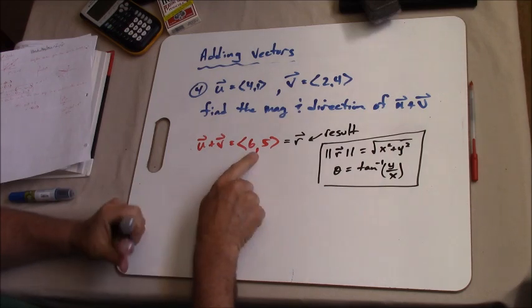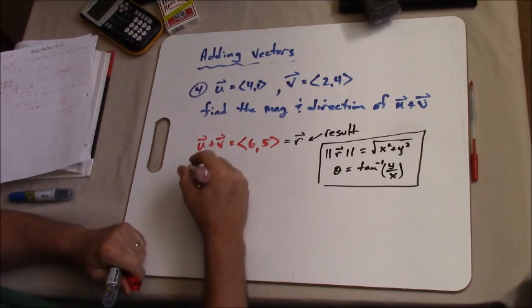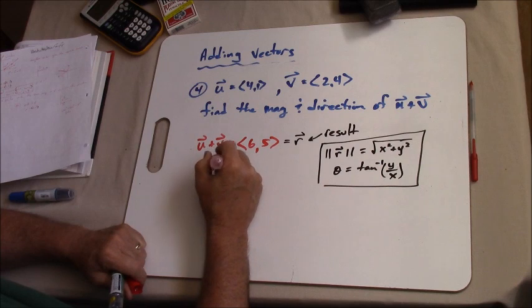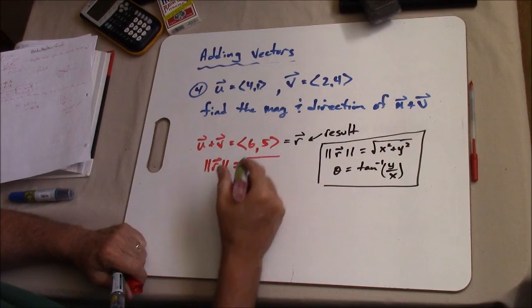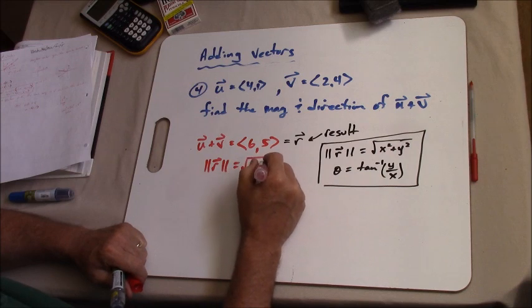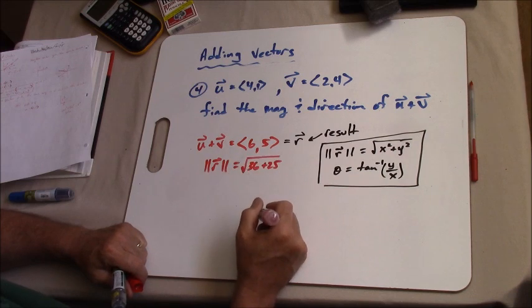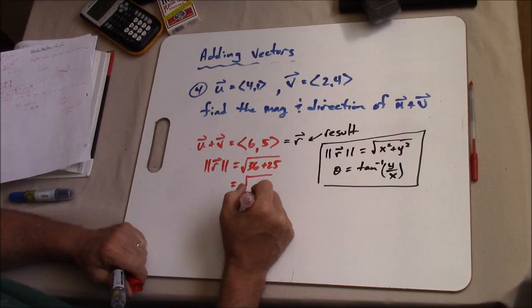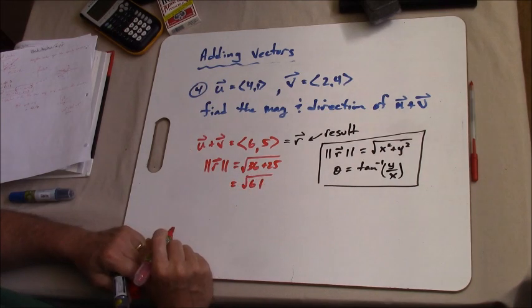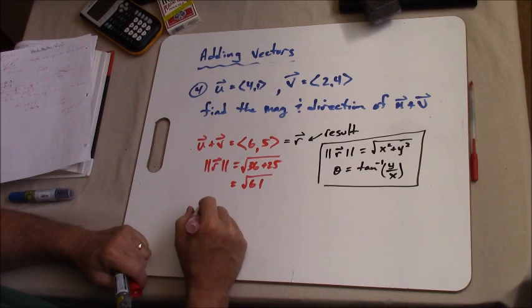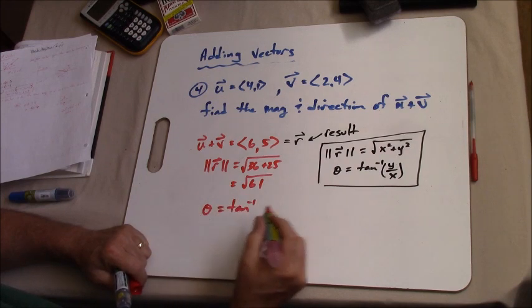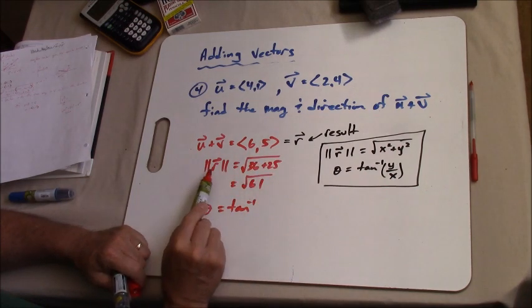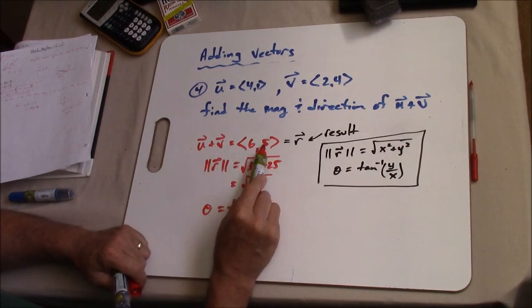All right, so I just added the vectors together. So what's the magnitude of that result? The square root of x squared plus y squared, that's 36 plus 25, which is the square root of 61. And what direction is it going? Well, theta equals the inverse tangent of, so our result is the vector 6, 5.